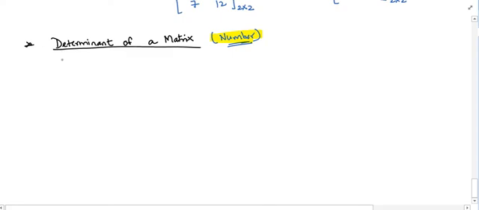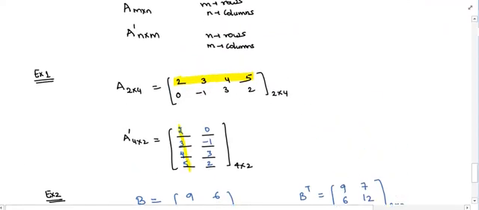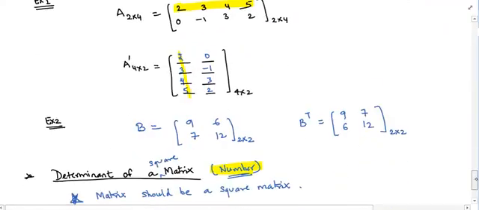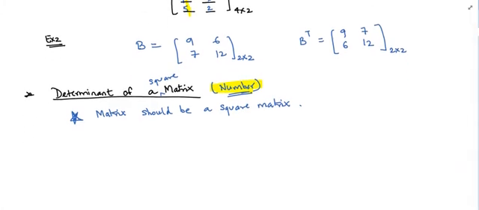So let's consider the determinant. Again, we cannot find the determinant of any matrix. The condition is that the matrix should be a square matrix. If the matrix is not a square matrix, we cannot find the determinant. So we can sometimes also say determinant of a square matrix. Otherwise it's not possible. This is an important thing. So if I give you this matrix A and ask to find its determinant, you can simply write that it's not possible because it is not a square matrix.